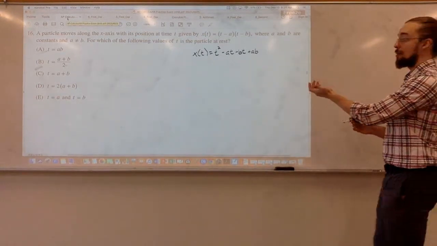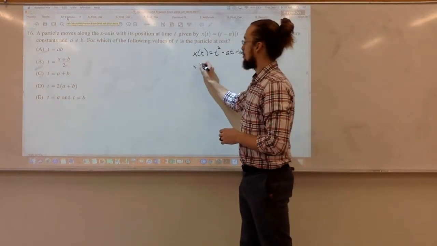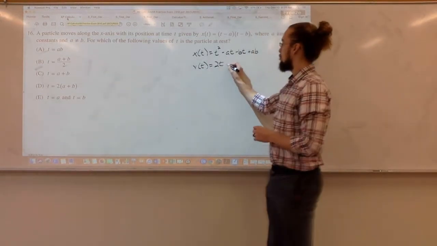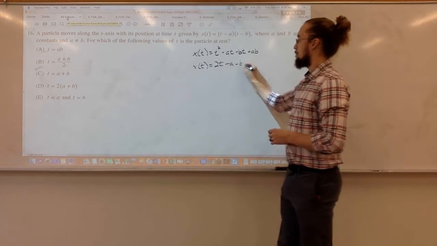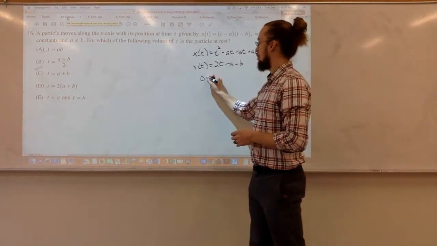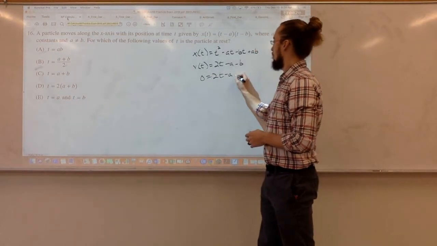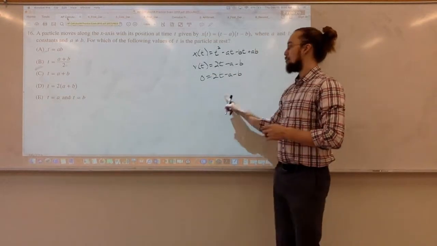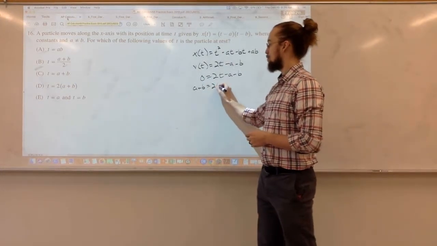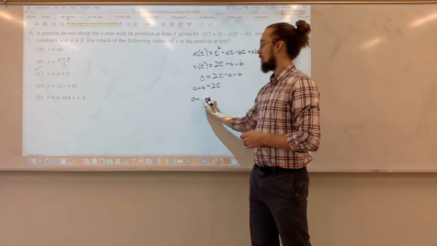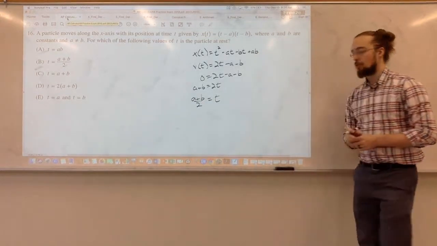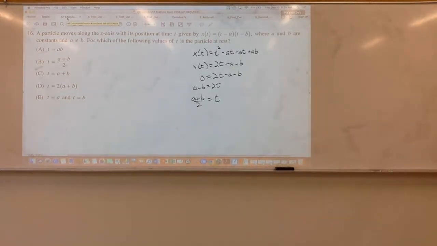Right? So, I want to take the derivative here. My derivative, if A and B are constants, would just be 2t minus A minus B. Then setting this equal to 0, I can add A and B to the other side. Let's have A plus B equals 2t. Divide both sides by 2. We get that the particle is at rest at A plus B over 2.